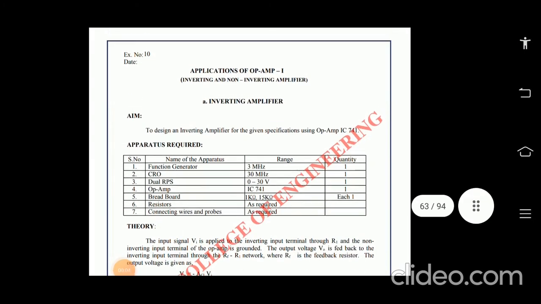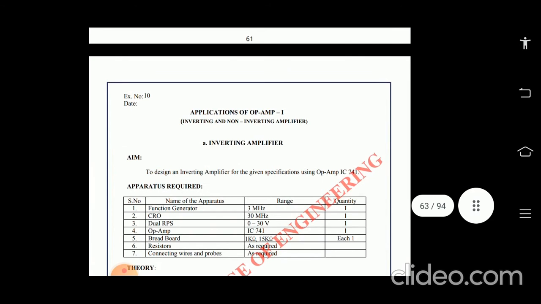Today I am going to teach about the application of op-amp, that is inverting and non-inverting amplifier. So here the ultimate aim of this experiment is to design an inverting amplifier with the help of our op-amp that is available as an integrated circuit as 741.